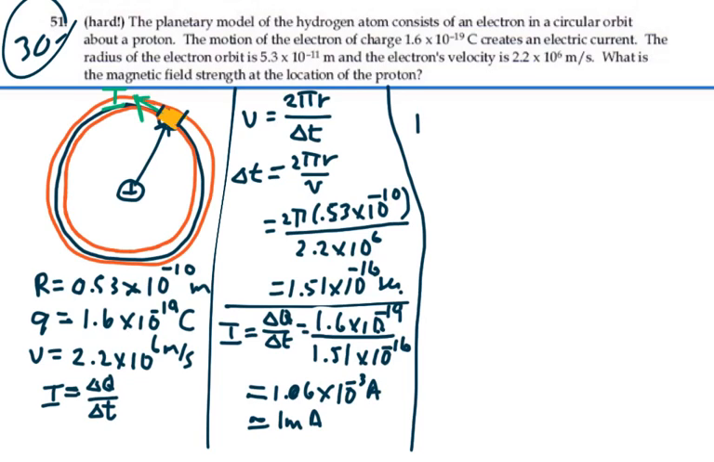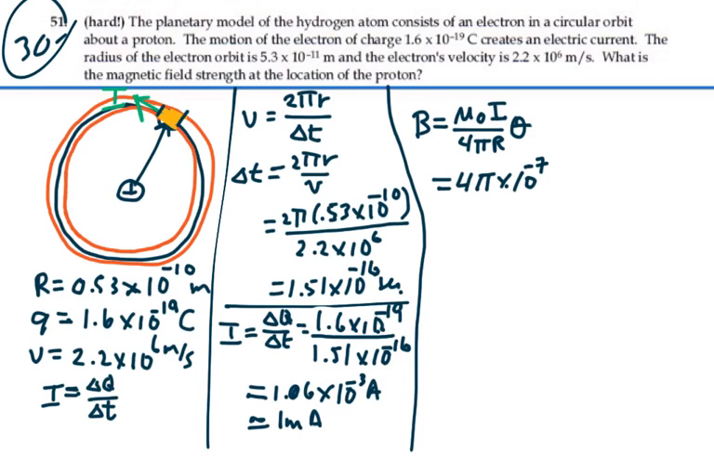We know that if we have a current loop like this, the magnetic field at the center of the loop is going to equal mu naught I over 4 pi r times the angle theta in radians. So this is going to be equal to 4 pi times 10 to the minus 7 for mu naught.